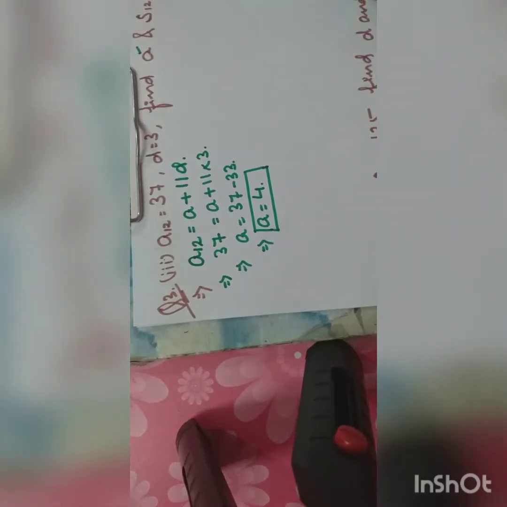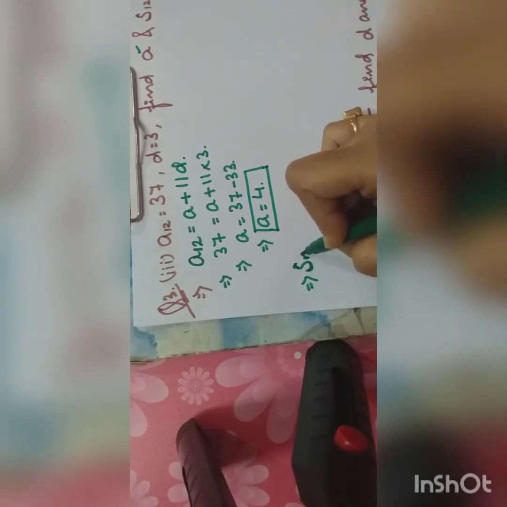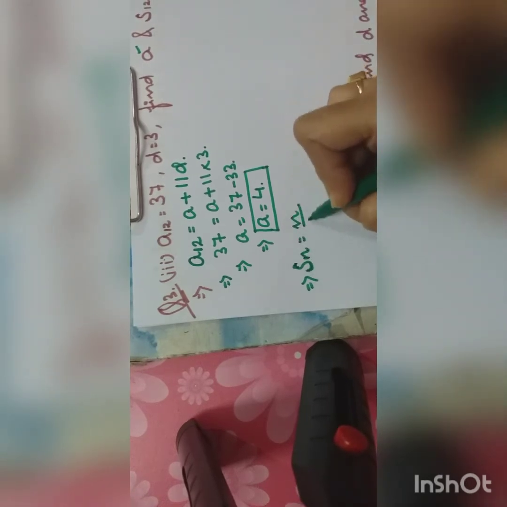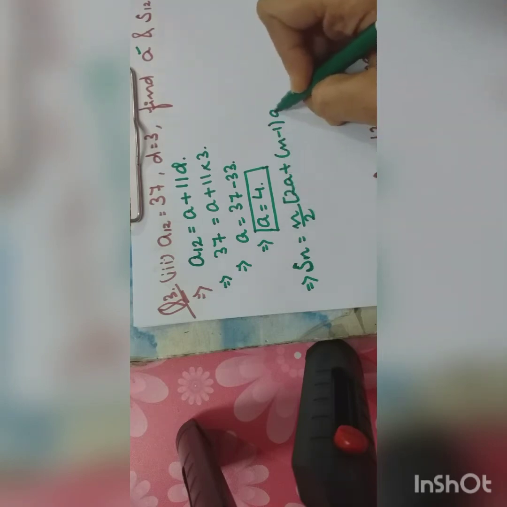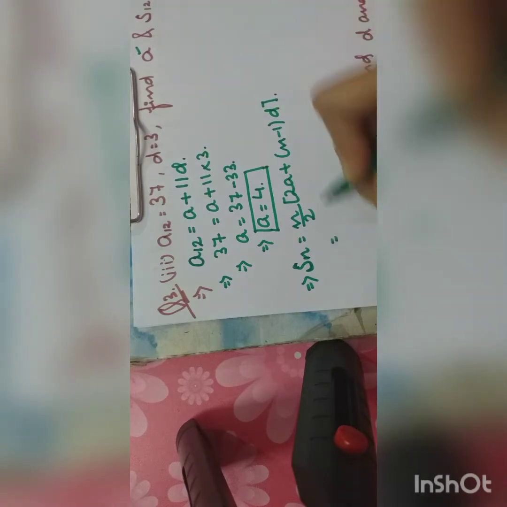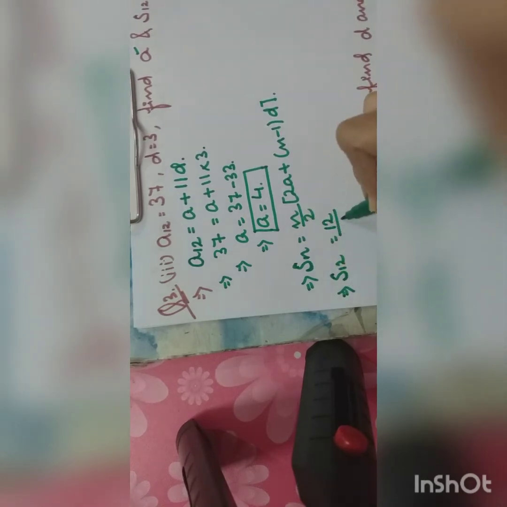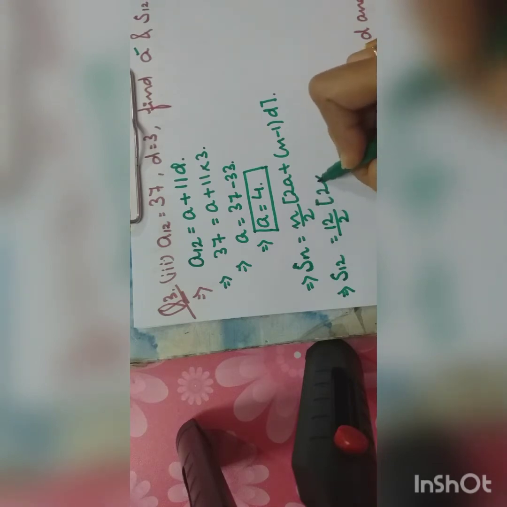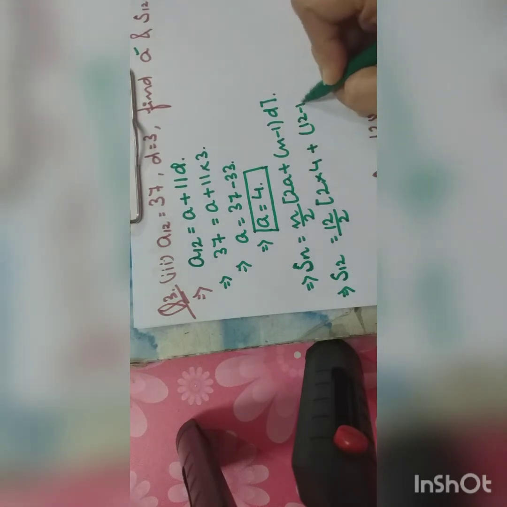Now I have to find the value of S12, so the Sn formula I am going to use here. The Sn formula is Sn equals n by 2 into 2a plus n minus 1 into d. Since I have to find S12, that is the sum of the first 12 terms of that AP series, the value of n is 12. So 12 by 2 into 2a, and a I have just found, that is 4, so 2 into 4, plus n minus 1, where n is given as 12, so 12 minus 1, into d, whose value is 3, provided in the question.